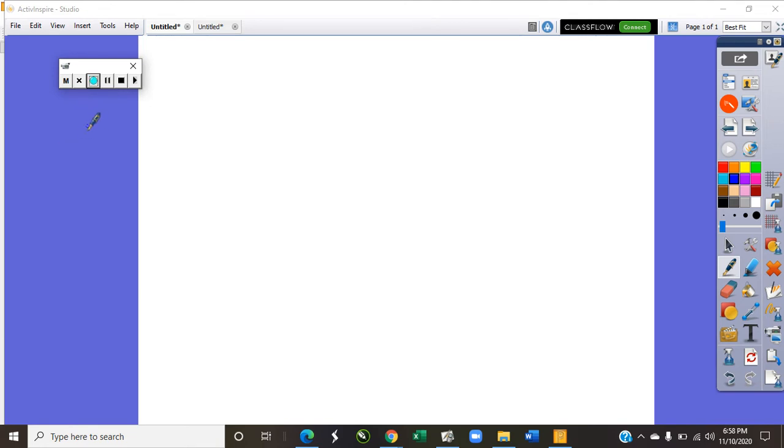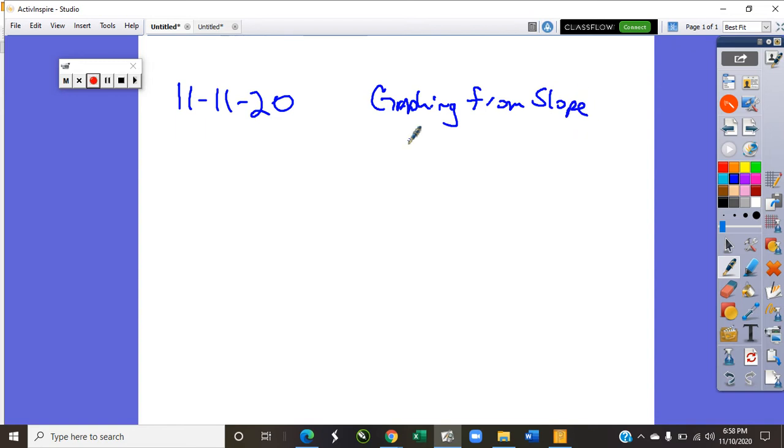Today we are going to continue with slope intercept form. Okay. So this is graphing from slope intercept form. Okay. So look back at yesterday.